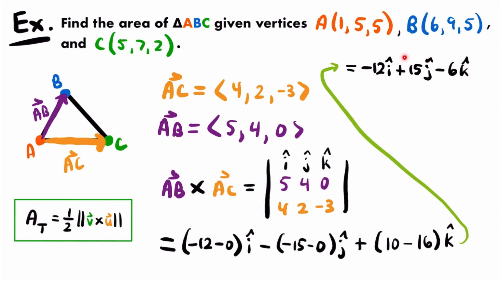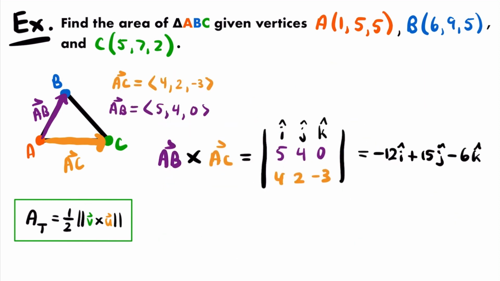All right, so that's the cross product of vector AB and vector AC, the two vectors that represent adjacent sides of our triangle. And now what we want to do is take the magnitude of that cross product and then multiply it by 1/2, and we'll have the area of this triangle. So let's do that. The magnitude of vector AB cross vector AC will be equal to the square root of the sum of these components squared.